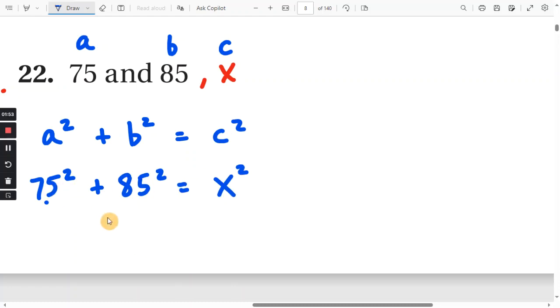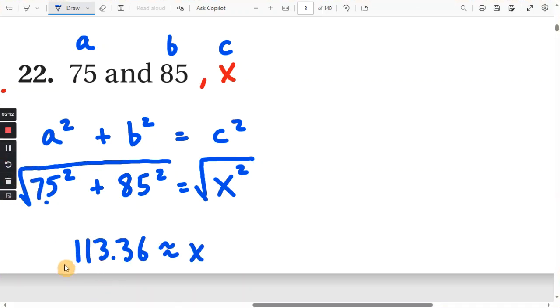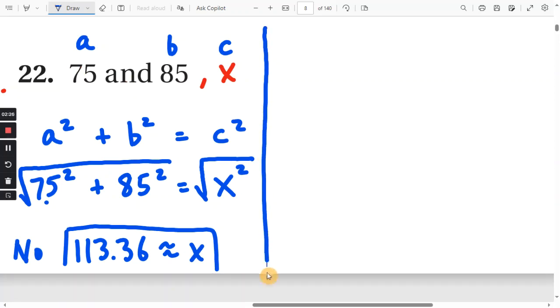Now you can multiply this out, but I'll just do it in one shot. To get rid of the squared, you take the square root of both sides. So I'm going to take the square root of X squared, and I'm going to take the square root of this mess right here. All right, I'm going to do this on the calculator. Okay, and I had to round off. 113.36. So, they said these are all integers. So, did we do this correct? No. That is the wrong answer. So, now we have to try it again.